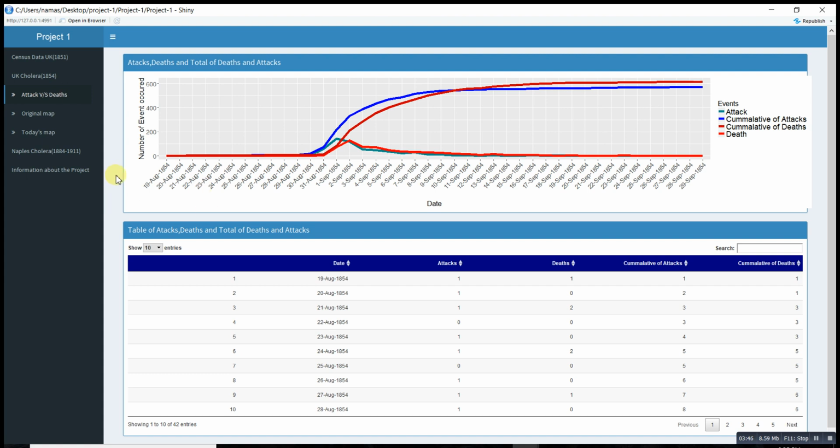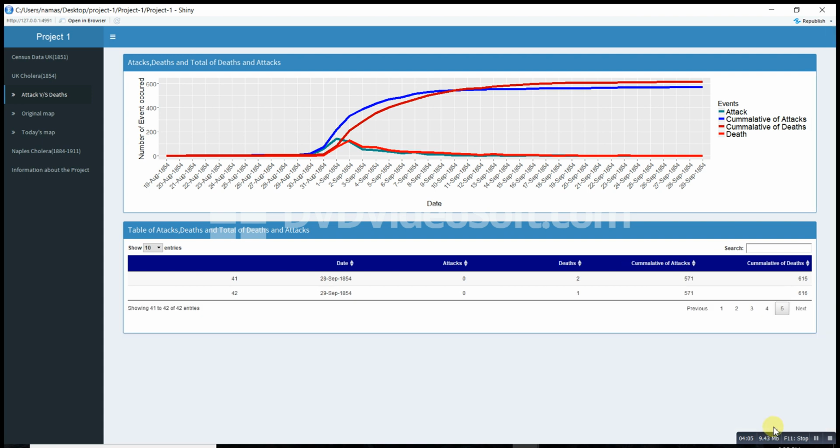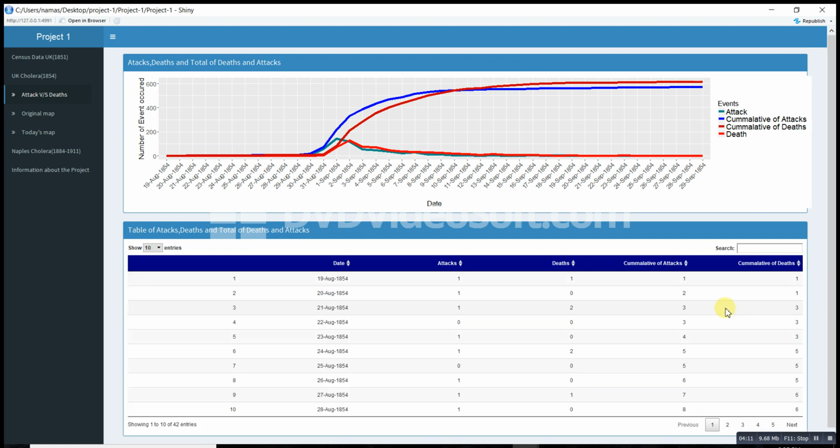Here we have the table for the same, showing date, the number of attacks on each day, number of deaths on each day, and the cumulative of the attacks as well as the deaths. You can actually move forward and see the information for all the dates. Okay, now let me move to the next visualization, that is the original map.